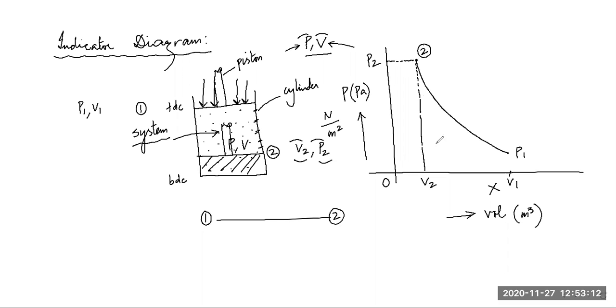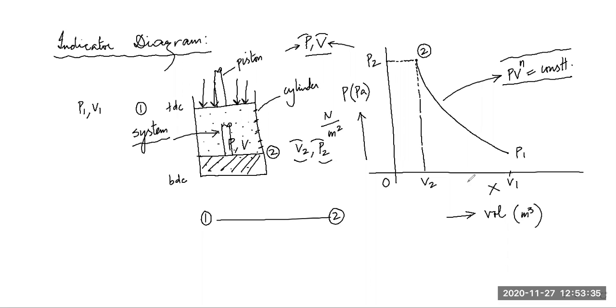Okay. This is the curve. Later on you will understand it could be something like PV raised to power n is constant. But for starting students in thermodynamics, this is not so relevant. So this curve is defined by PV raised to power n is constant.